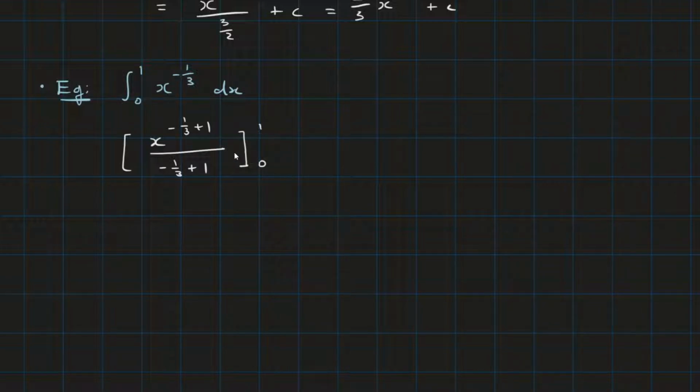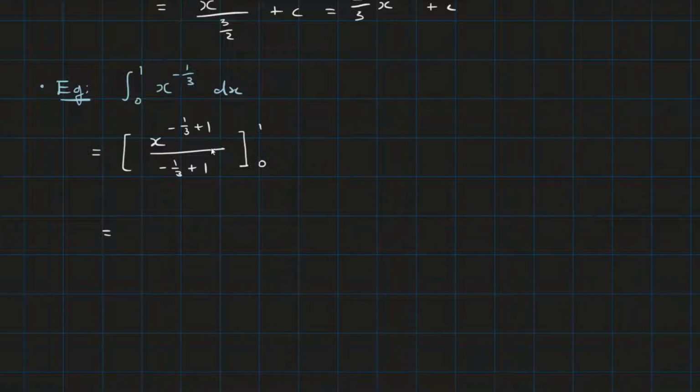Now when we're evaluating definite integrals, we don't need the plus c because the plus c makes no difference to our definite integral. We're going to add c, and then when we substitute in our second bound, we just minus c anyway. So there's no point including the plus c. So that's for definite integrals only.